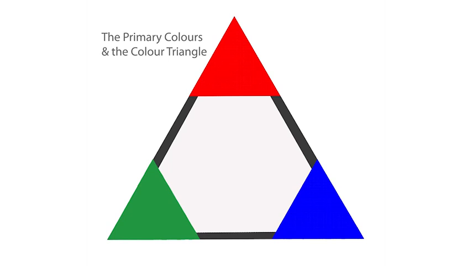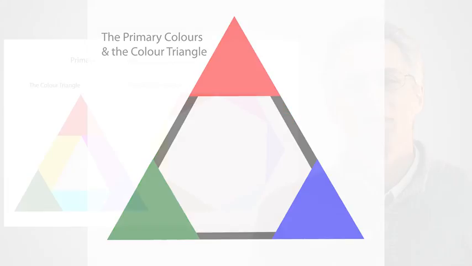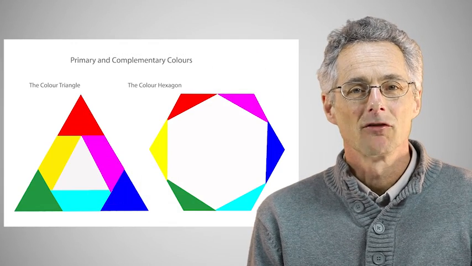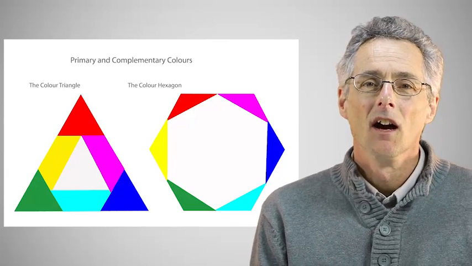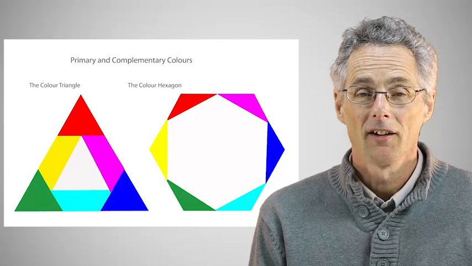This is often represented diagrammatically by the colour triangle, with each primary at one of the triangle's apices, the primaries blending to make the other colours along the triangle's sides. Each primary has a complementary or opposite colour: magenta for green, yellow for blue, and turquoise, also called cyan, for red.